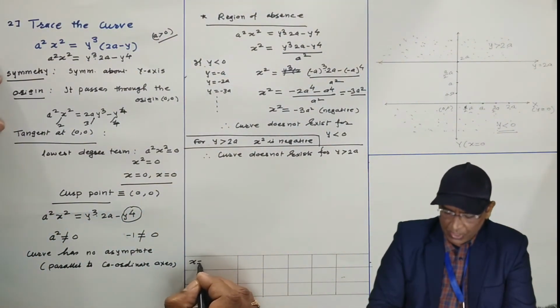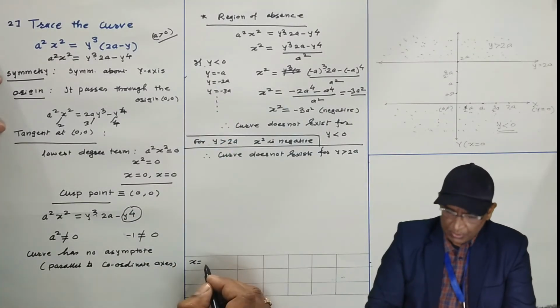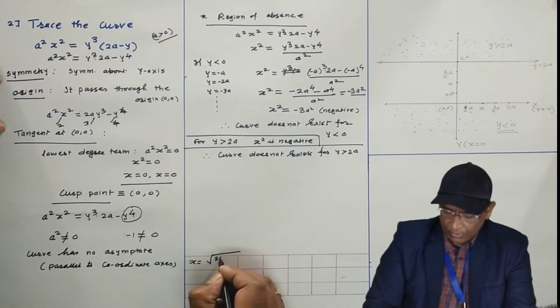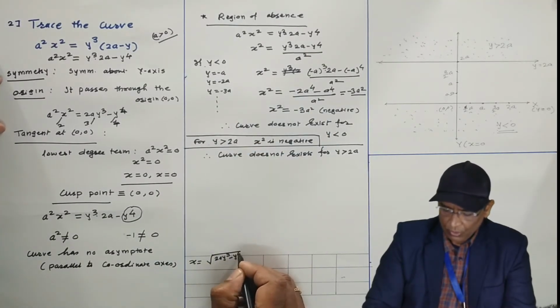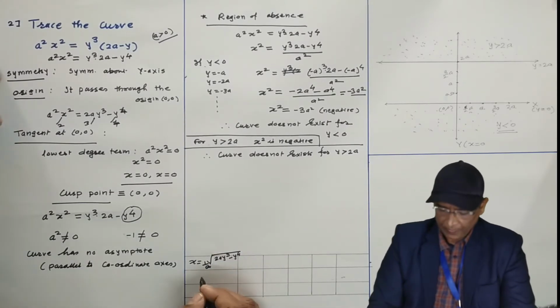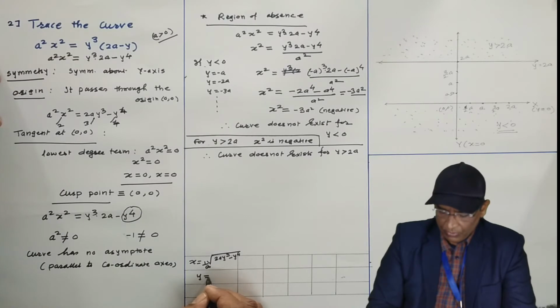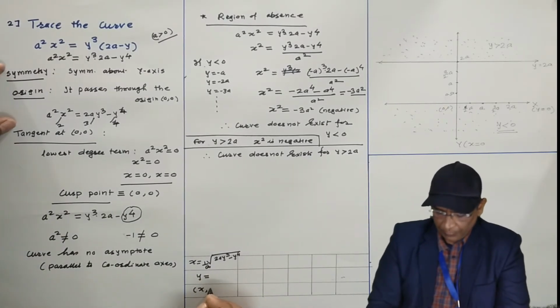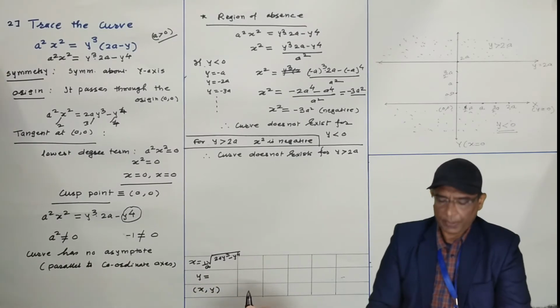Here, what is the value of x? Here x is expressed in terms of y explicitly. Therefore, x is equal to 2a y cube minus y raised to power 4, all under root, divided by a. I am writing the division outside. And by putting different values of y, I will be getting the points in terms of ordered pairs.